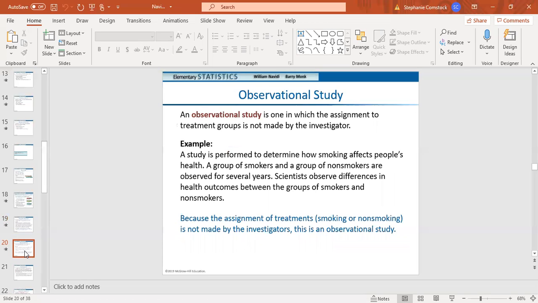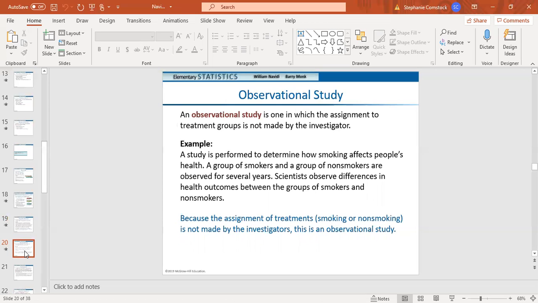Okay. Now, one of the things that is not under the experiment side is actually called an observational study. With the observational study, this is really what I call people watching, or just data or information gathering. We're not actually putting people in groups and saying, I want you to be in this group and you're going to be taking a treatment or a medication and you're not.